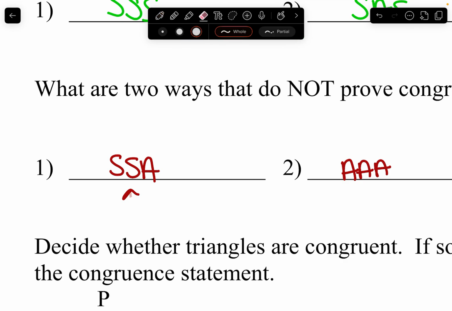And then angle, angle, angle is not a way to prove congruency because since you don't have any side information, there is no way for us to know if we have a big triangle and a small triangle together that just happen to have the same 3 angles.